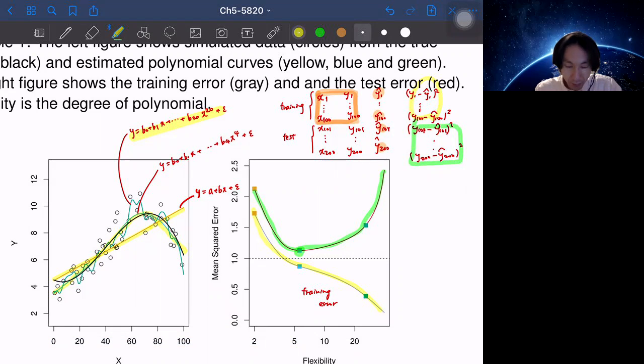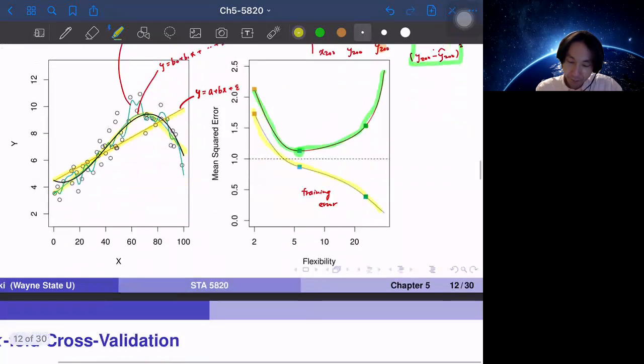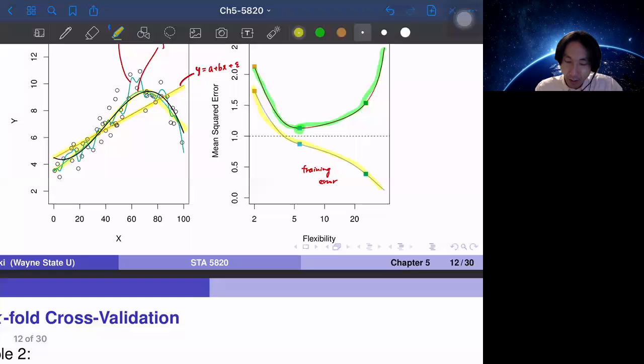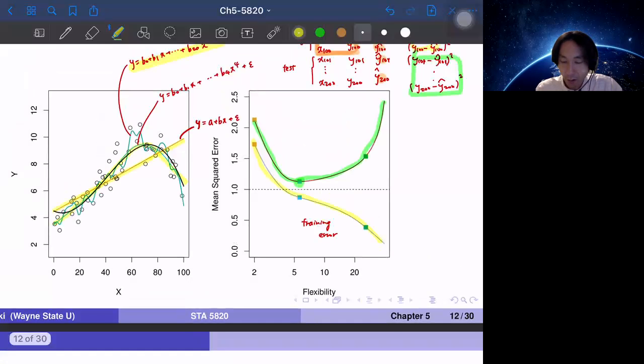So it's good to fit the training set, but for the test set, it actually performs worse than the blue one. So it picks up more noise than the blue curve. So the complicated model always has smaller training error, but often has larger test error.